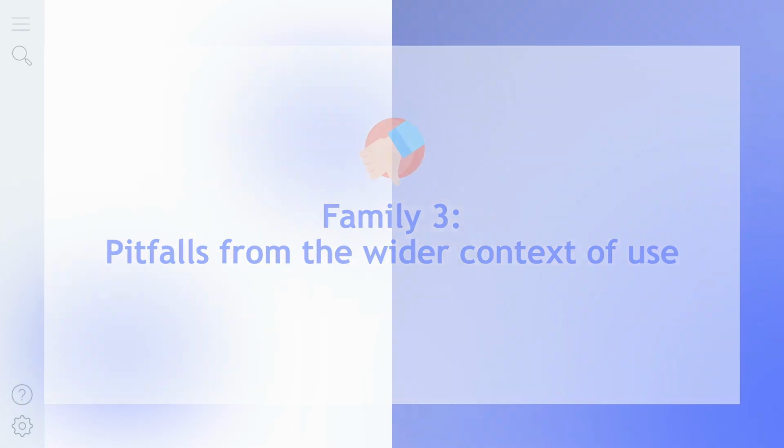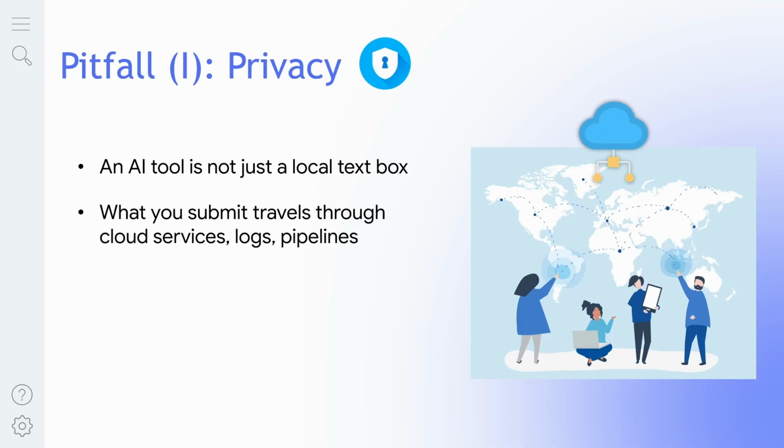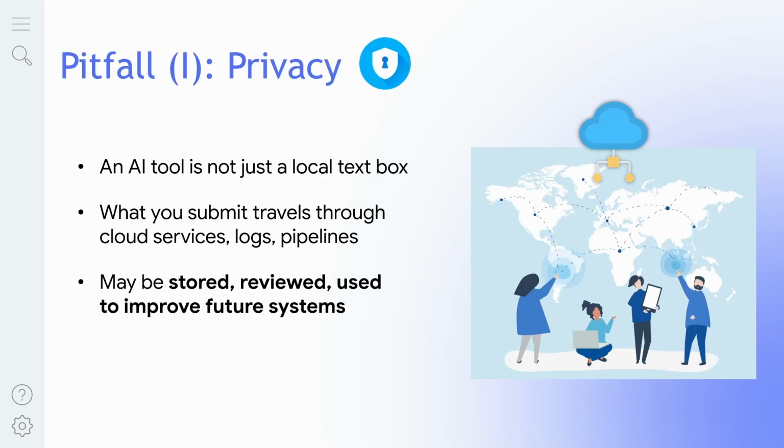The final group comes not from the model's language at all, but from the world it operates in. First, privacy. An AI tool is not just a local text box. What you submit may travel through cloud services, logs, and pipelines, and depending on the tool and its settings, it may be stored, reviewed, or used to improve future systems.